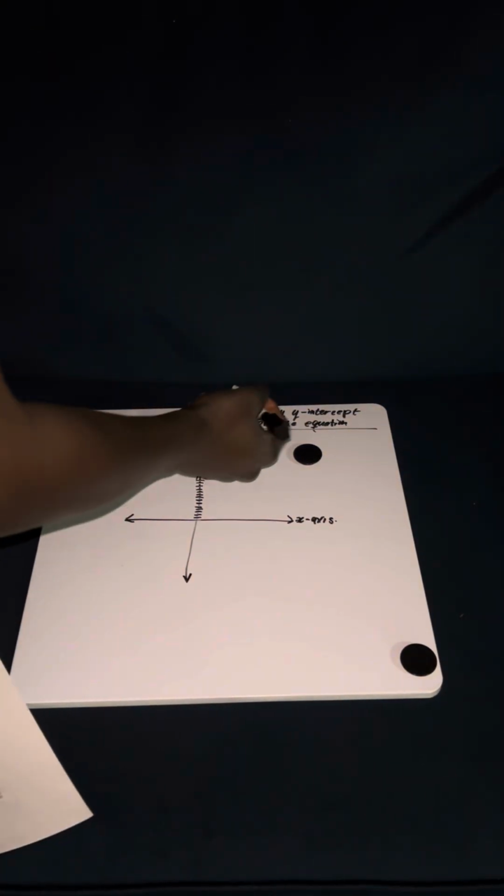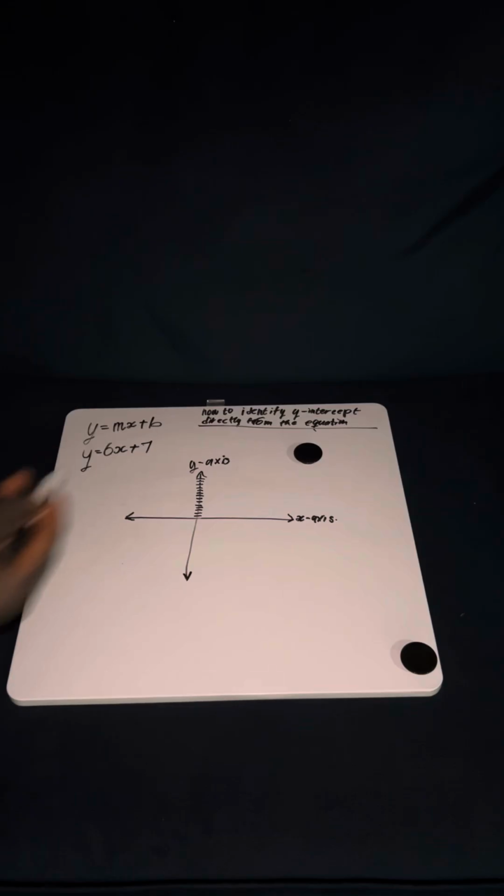How do we identify the y-intercept directly from the equation? So the equation is y is equal to mx plus b. Therefore, all the time, this b is always the y-intercept. So you can plug in the details here. After plugging in the details, we see that 7 is the y-intercept. So this 7 is the y-intercept, and we see it directly from here.